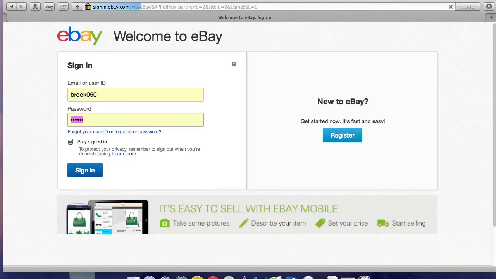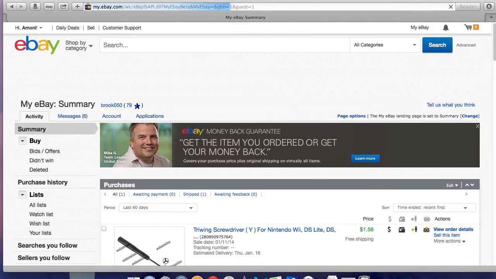Alright, so basically, I'm automatically signed in, but you can also register, but I believe you said you registered. So now I'm signing in. And this is My eBay. Here I'm showing you can click on your activity or your summary. The summary, you can choose what you want to see on it.